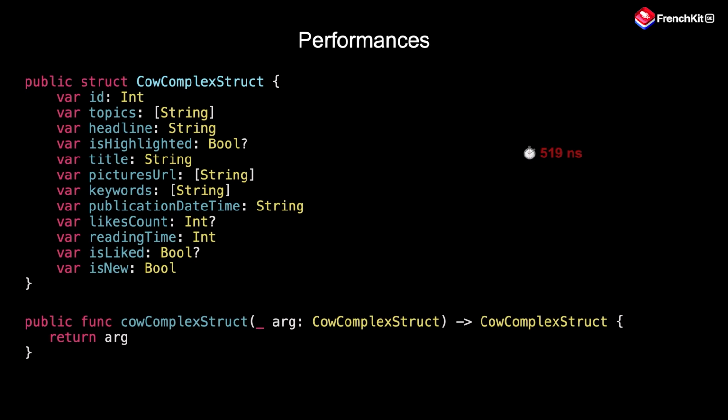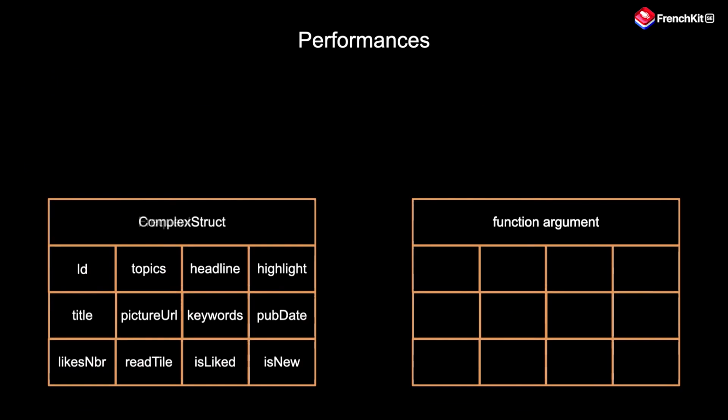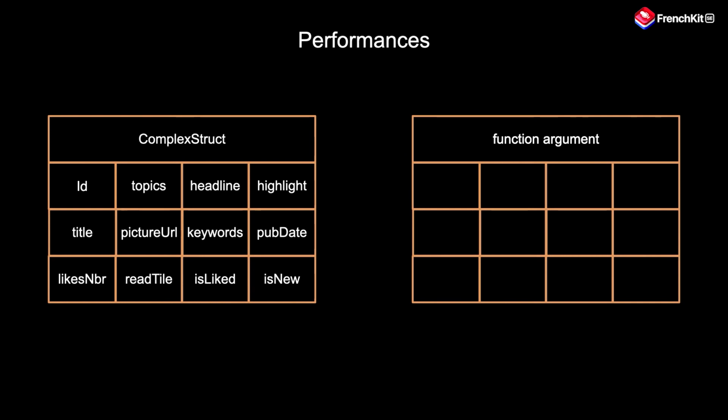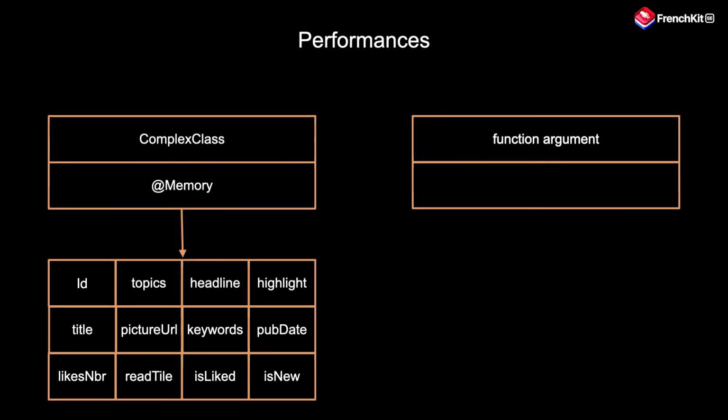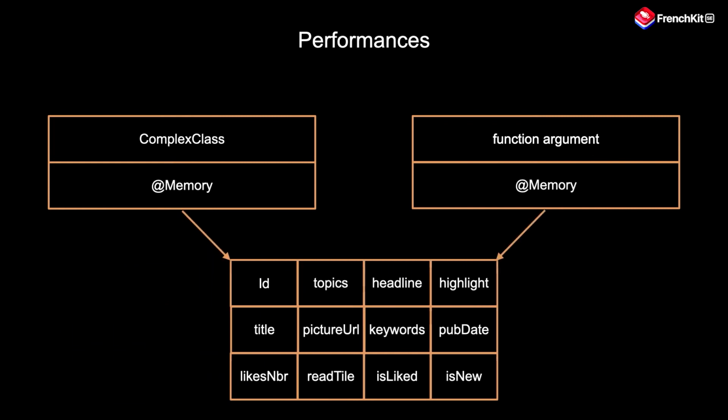So let's try to make sense of what we've just seen. Whenever I'm duplicating a struct, I'm duplicating all of its content. So I'm taking my ID, topics, headline, highlight, and copying it. But whenever I do this using a class, I'm not duplicating memory. I'm only duplicating the pointer to the memory. So I need to duplicate this pointer, which is pretty much the size of an integer, which is quite fast to copy. But there are some more operations to be done. For example, we need to update the reference count of our object. That's why it takes a bit more time than simply copying an int.